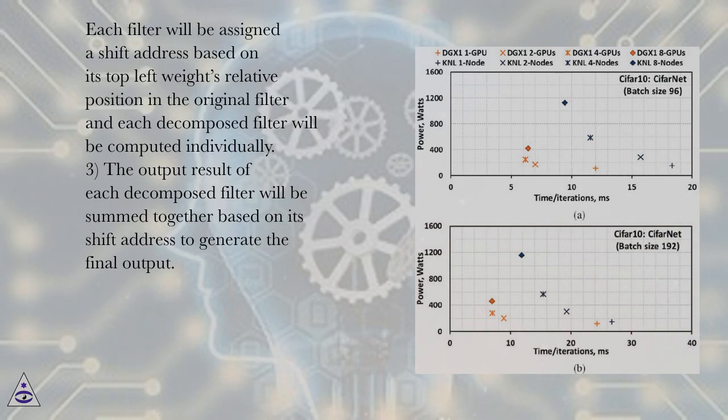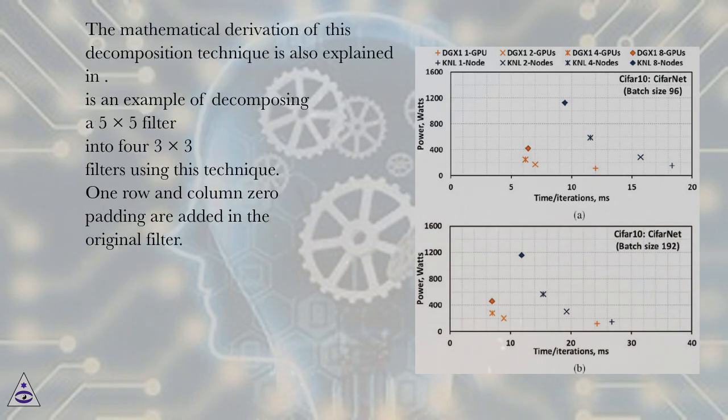3. The output result of each decomposed filter will be summed together based on its shift address to generate the final output. The mathematical derivation of this decomposition technique is also explained. Here is an example of decomposing a 5 times 5 filter into 4 3 times 3 filters using this technique.